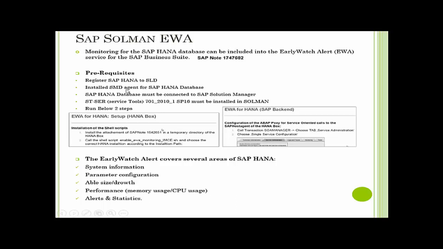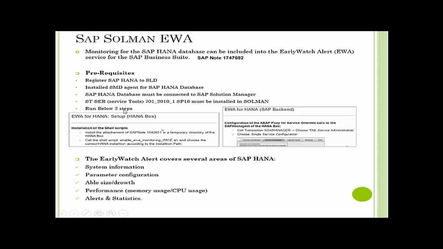And then install the SMD agent, the latest version of the SMD agent for the HANA database. And the HANA database must be connected to SAP Solution Manager. The connectivity from Solman to the HANA database must exist. And the service tool, that is ST-SER, with version 701 2010 1 SP16 with the support package release, must be installed in Solman for using the early watch alert infrastructure.